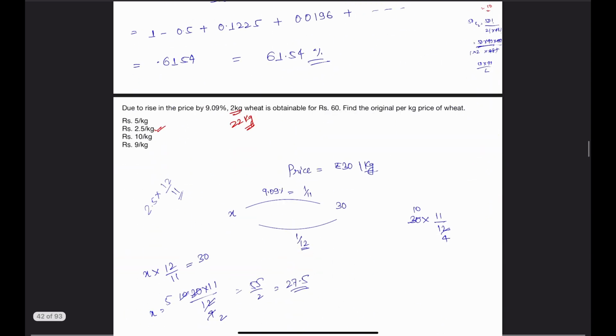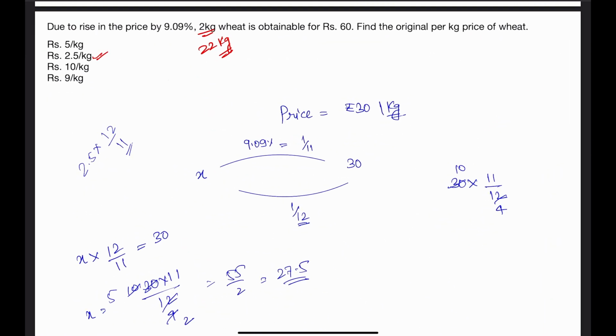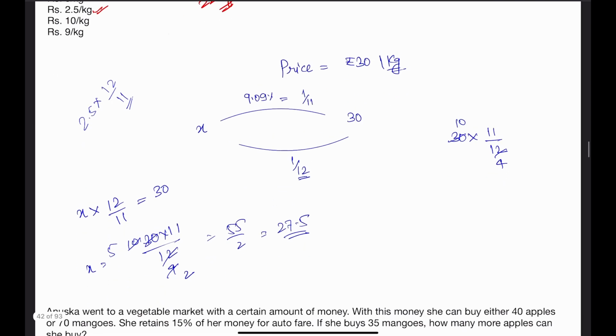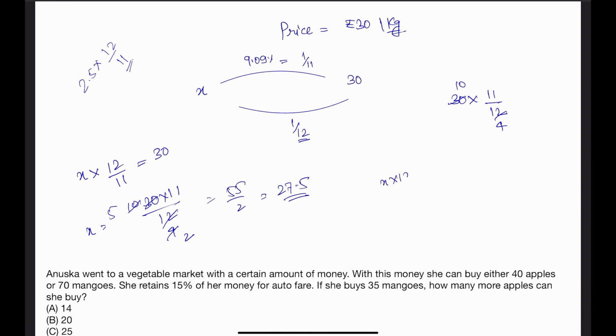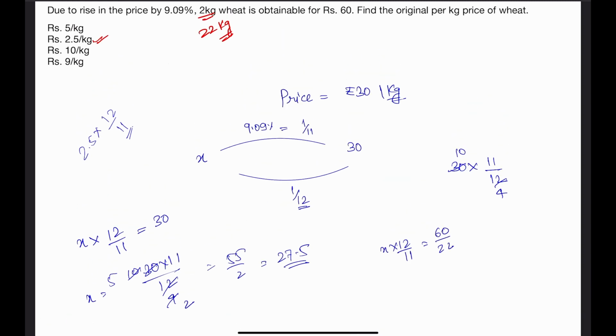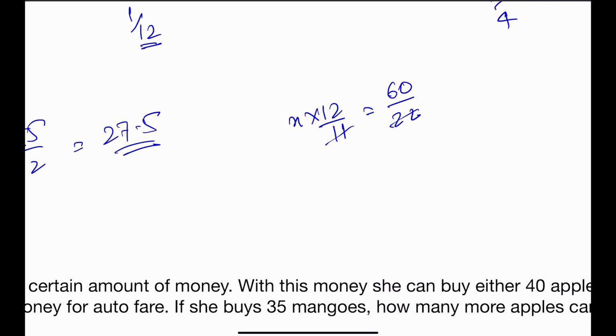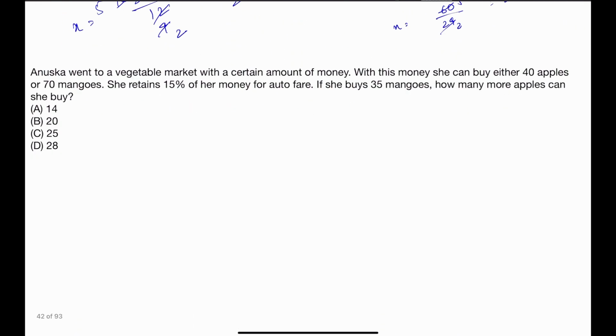In the second attempt I could solve. Yeah, this is the question. This is the mistake, 22. Okay, so if the price is 22, how to solve this question again? Then x into 12 by 11 equal to 60 by 22. It's easy now. Here it will be 2. So my x equals 60 by 24, which is 2.5, and this 2.5 is the right answer from this perspective. So yeah, here is 2.5.